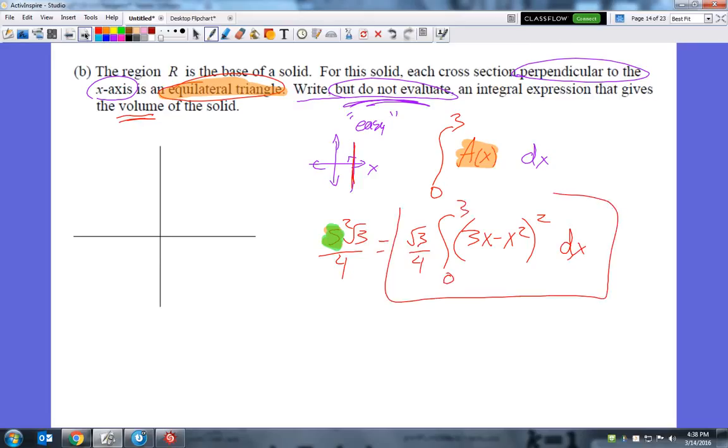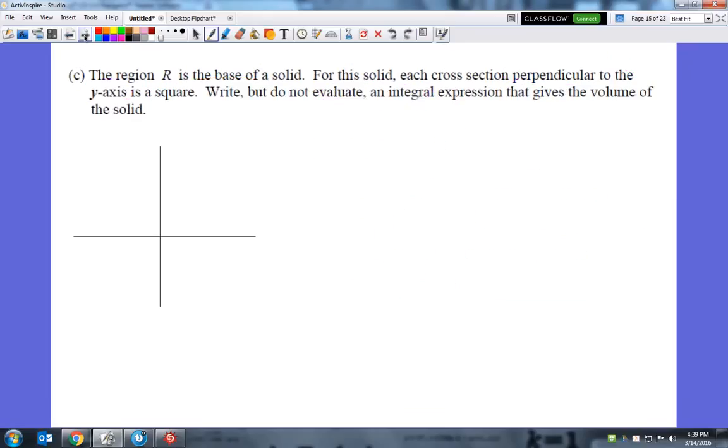There's my answer. I don't even have to evaluate. It said set up, but do not evaluate. Okay? That gives you the volume of the solid. So if you wanted to, you could say units cubed, but it's not necessary. It's just saying what the expression is going to be. Okay? So now let's go to the very last part. Set up but do not evaluate.